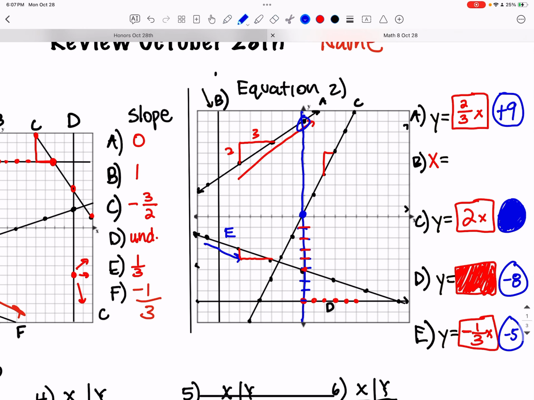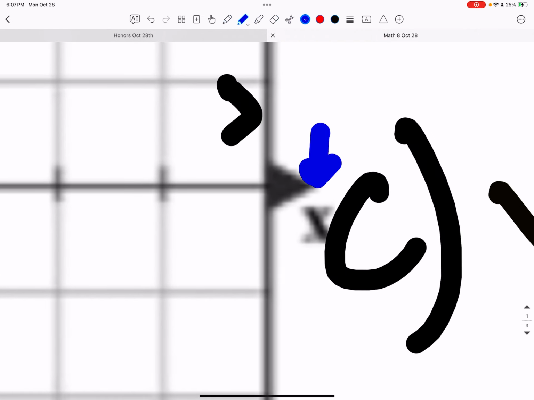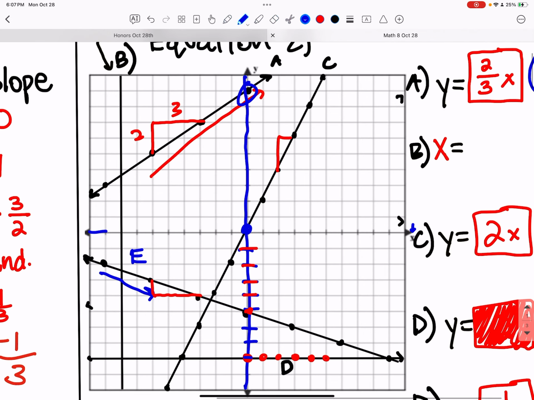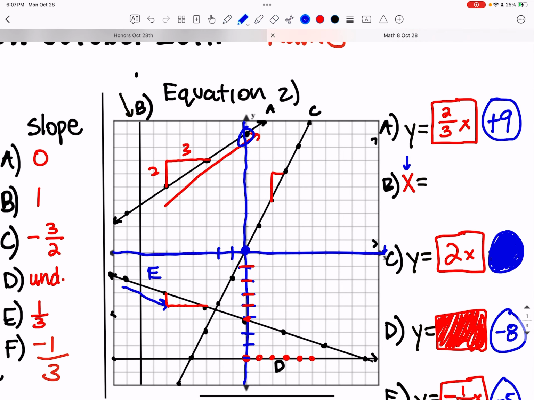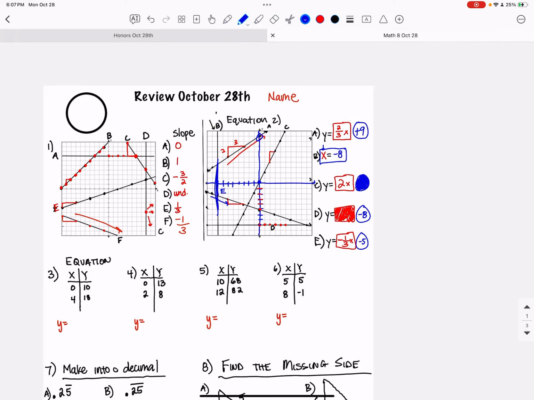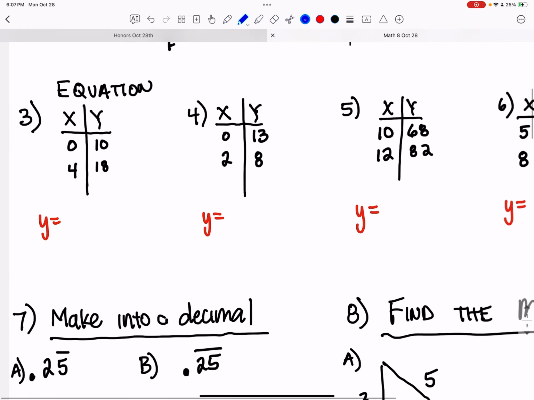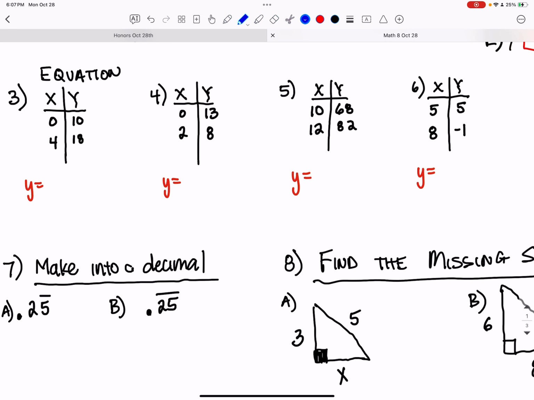And finally, the X one, the guy who's undefined, who's stuck in time. You see this little X right there? That means this is the X-axis. This is like the timeline. So we're going to say on the timeline, on the X-axis, he's stuck in time at negative 8. That's his equation. His X is negative 8. All right. These guys. It's exactly like before.